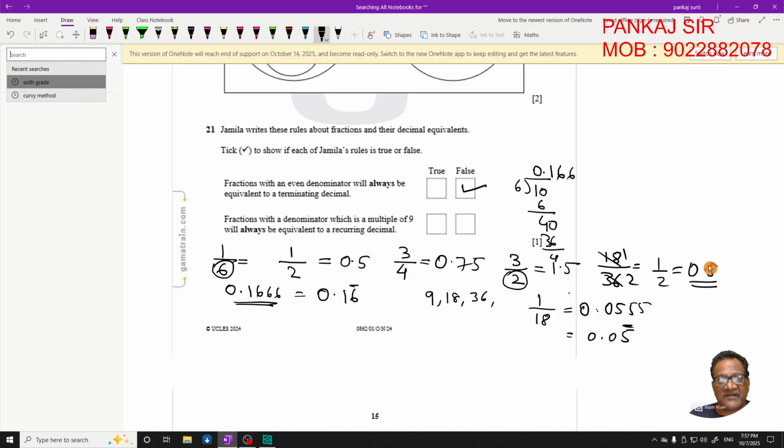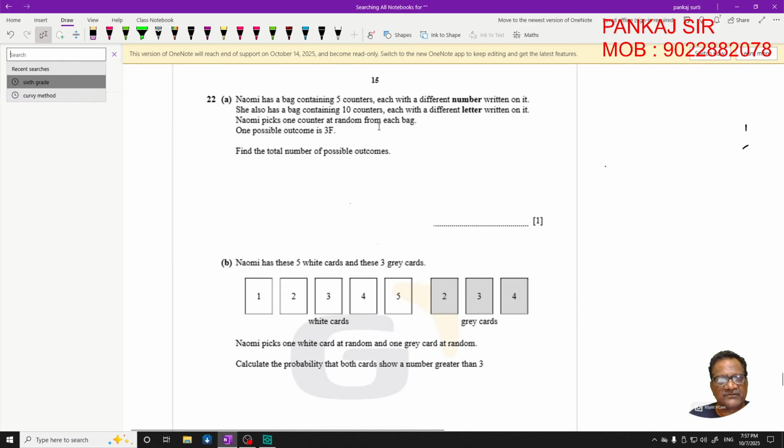So here I have made you see that this Jamila statement is not correct. Every time it will not be a recurring decimal. Here you are getting a terminating decimal. So even this statement is false. For both the boxes, I'll have to put a tick mark on false. I hope you understood this question. Question number 22.